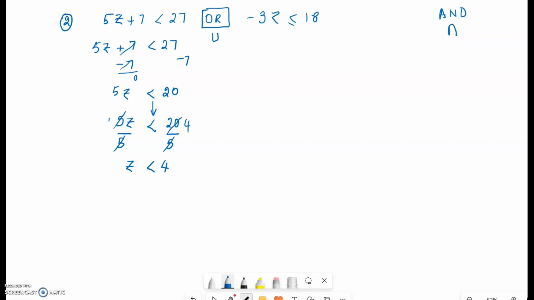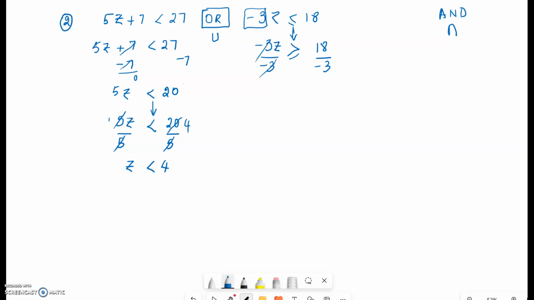Now let's solve the other inequality. -3z is less than or equal to 18. We want to get rid of the -3. Now you have to be careful here. It's a negative number that you're going to divide by. You're going to divide by -3 on both sides. But remember, multiplying or dividing by a negative number will change the direction of the inequality. This is something important to remember. It changes the direction from less than or equal to greater than or equal to.